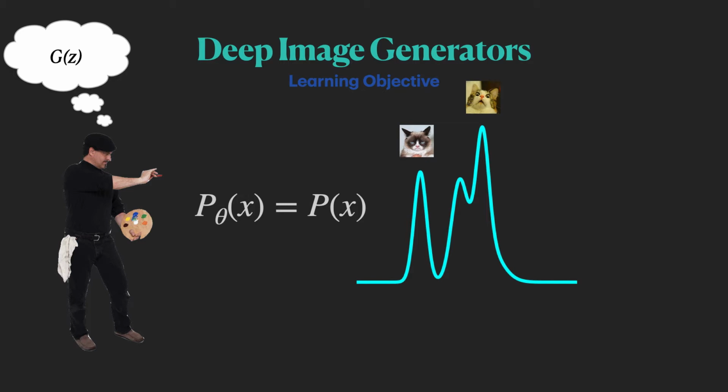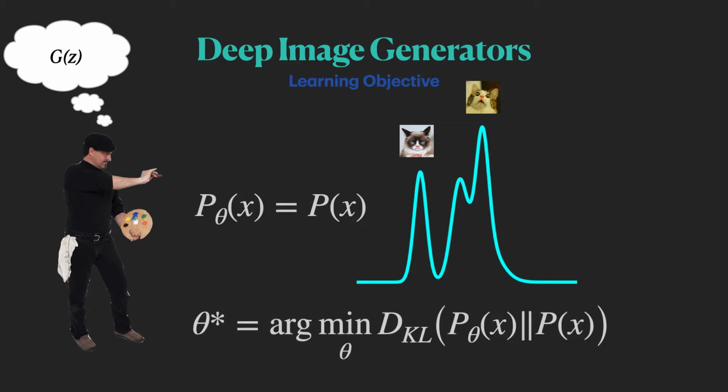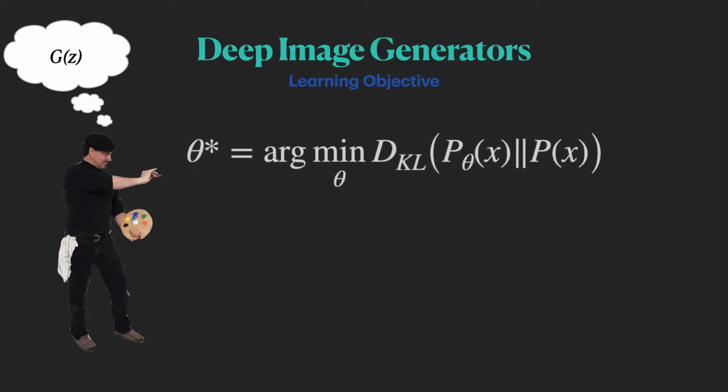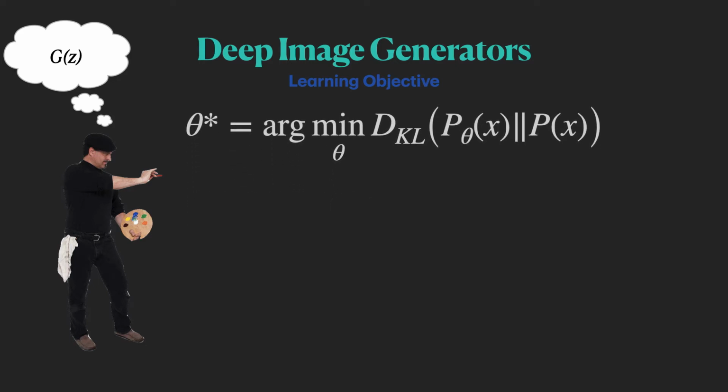Meaning, we want to find parameters theta such that the probability of our model is the same as the probability of our training data. One way of measuring distance between probabilities is KL divergence, so we want to find the parameters theta that minimize this distance. We have two problems with that. The first is that we don't really know P of X, we only have samples from that.